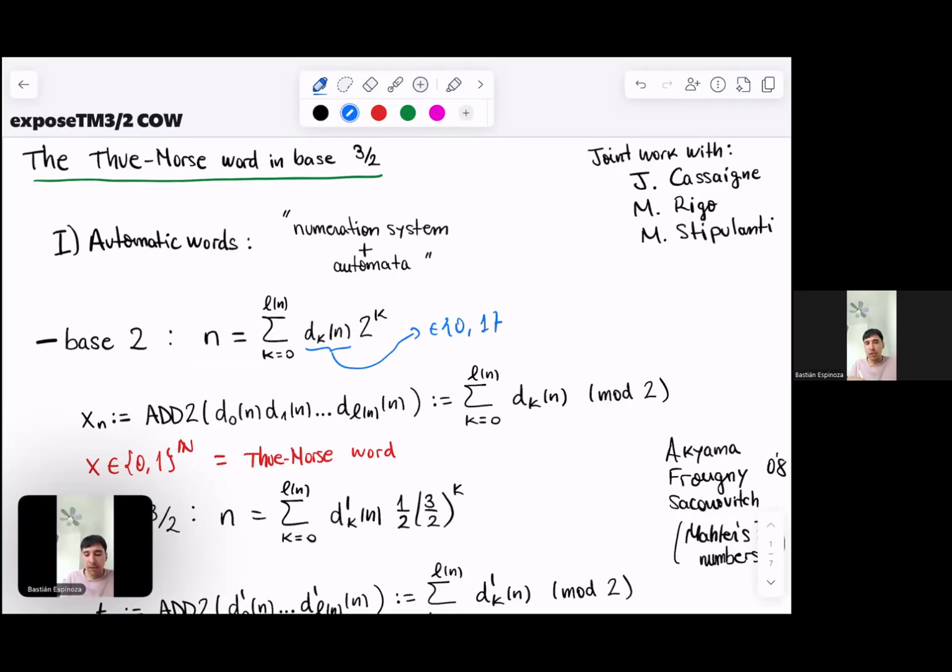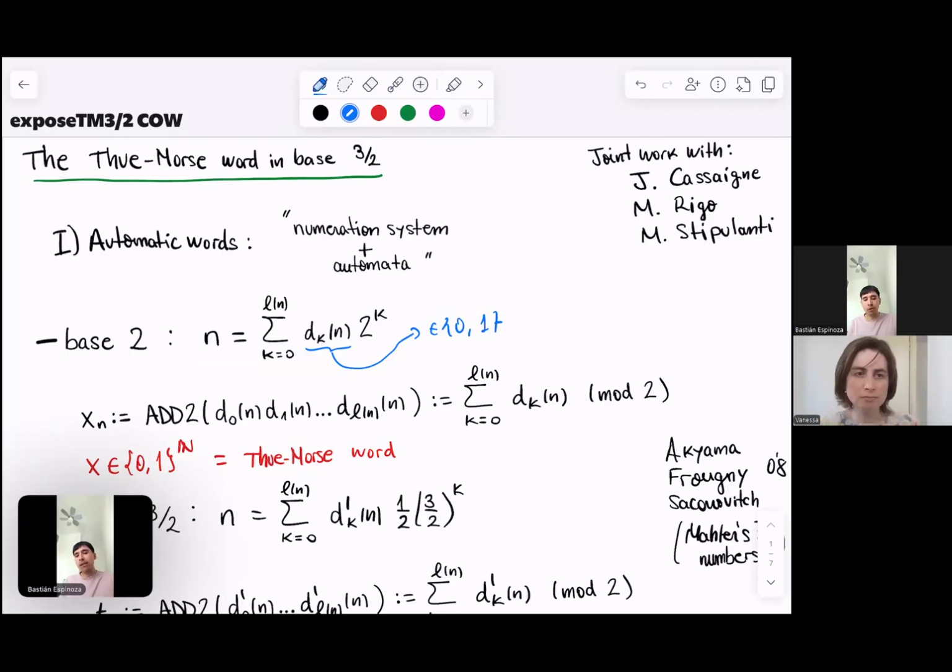So they can be either 0 or 1. And it is well known that there is a unique such expansion. So we call this the base 2 expansion, and with this we obtain for every non-negative integer a finite string of symbols in this alphabet {0, 1}. So this is the first element, a numeration system, and then we also have a model of computation. Here we're going to use automata.